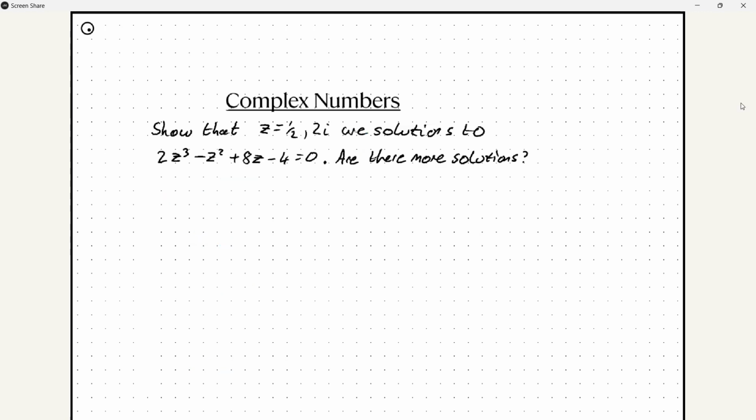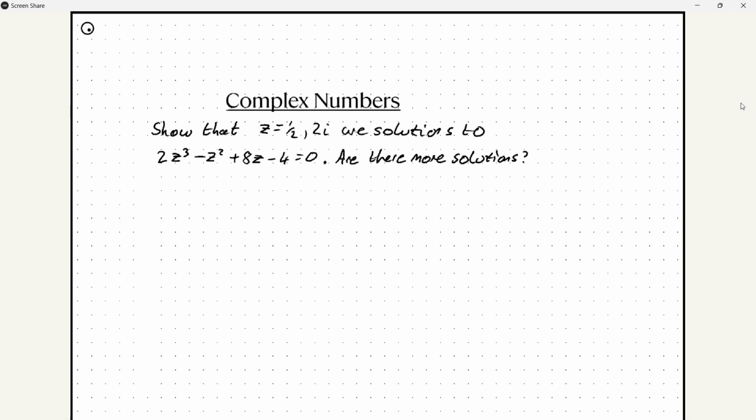So here we have another example. Show that z equals a half and 2i are solutions to the equation 2z cubed minus z squared plus 8z minus 4 equals 0. And also, are there any more solutions?